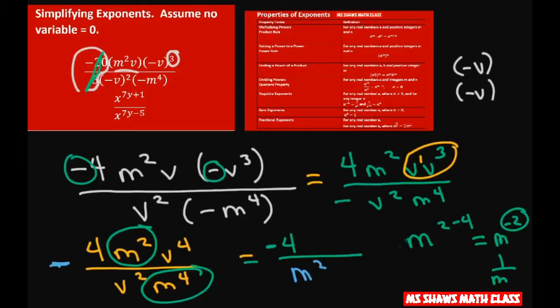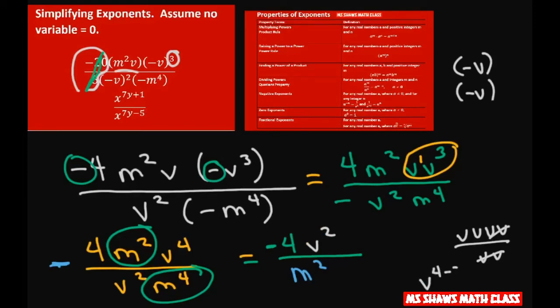All right. Now for the v, it's kind of the same thing. You have 4 v's in the numerator, 1, 2, 3, 4, and 2 in the denominator. Those cancel out, so you're left with 2 in the denominator. Or you could have just done v to the 4 minus 2, and that gives you v squared. So that's your final answer.